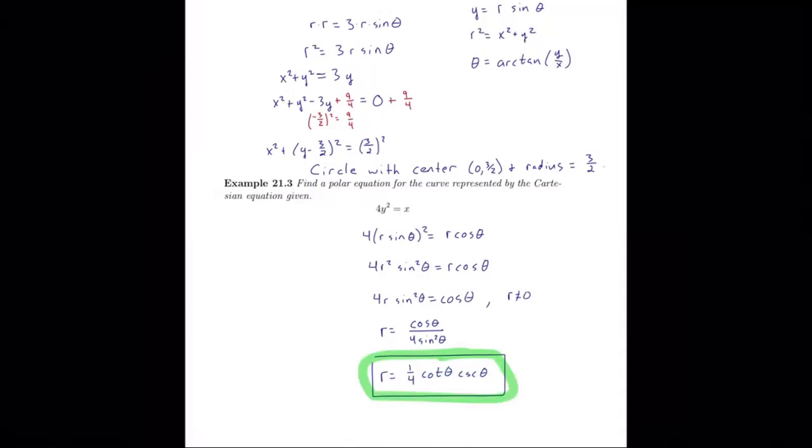So this is usually the easier direction. It takes fewer tricks. Everywhere we see a y or an x, we plug in r sine theta or r cosine theta respectively.